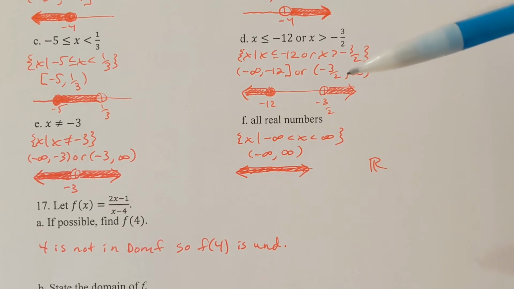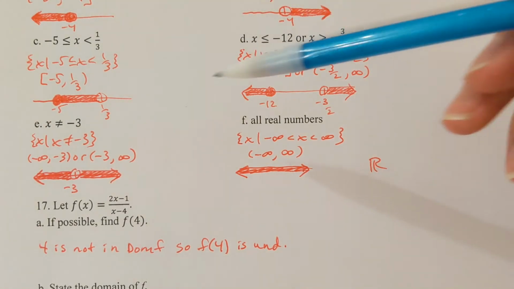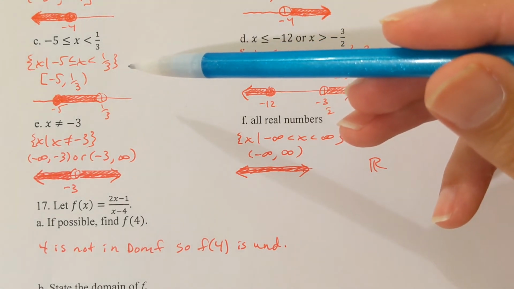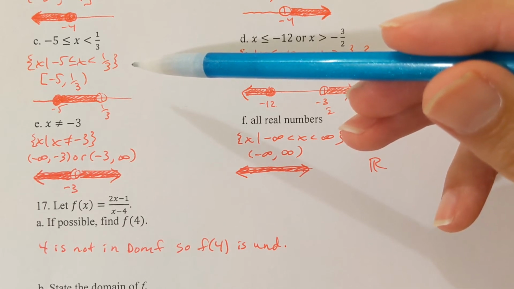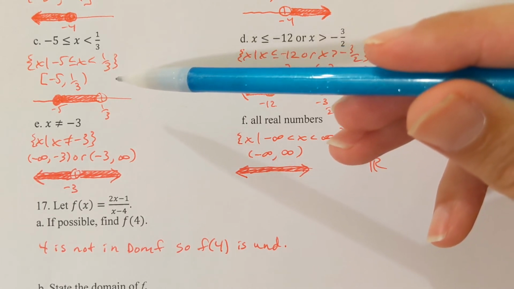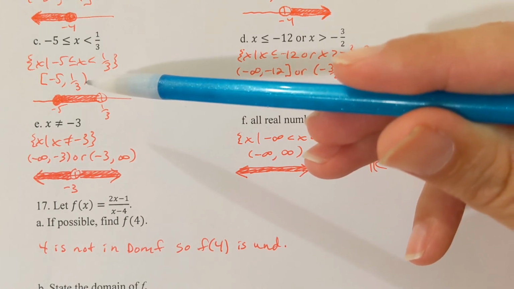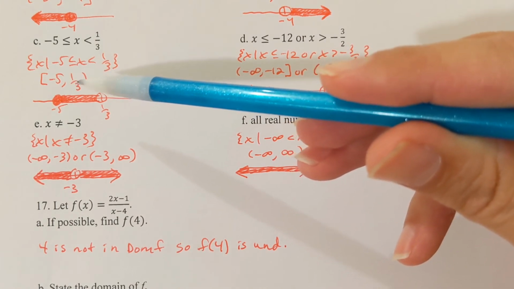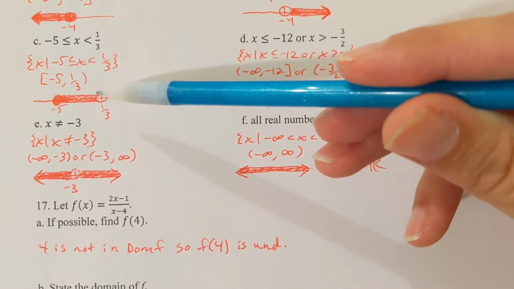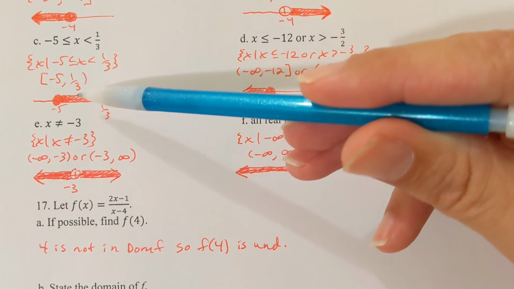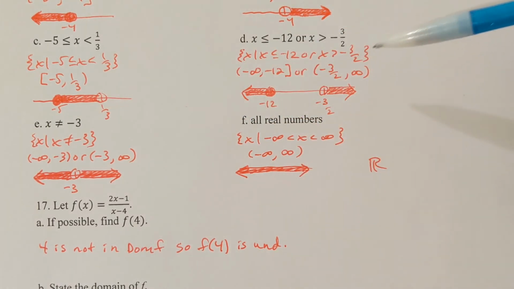Part C, negative 5 less than or equal to x less than 1/3. The set of all x such that x is negative 5 to 1/3 in that order is my answer. I've got a bracket at negative 5 and a parentheses at 1/3. And because there's a bracket at negative 5, since I'm including negative 5, I need to include that in my answer. And anything between those two values is going to be a solution as well.